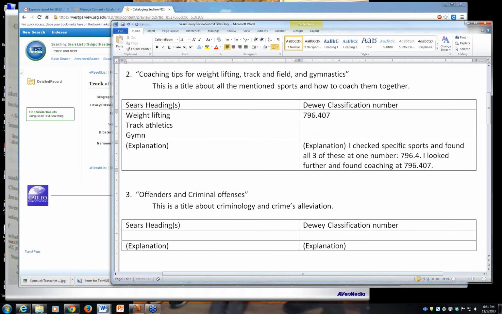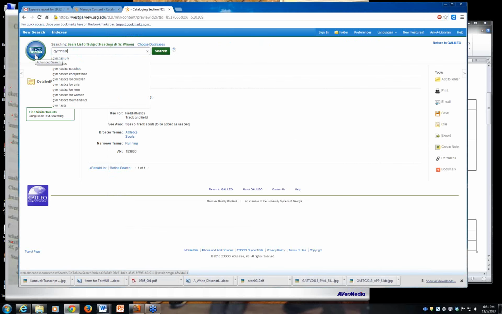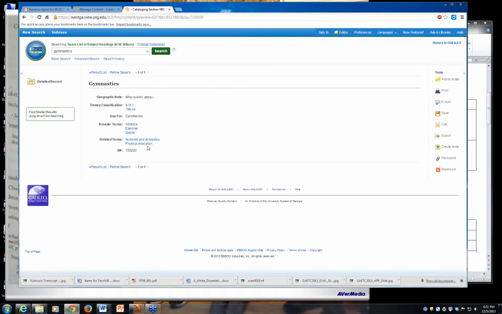And gymnastics. Okay, let's make sure that one's there. But if it's not, we know that we can actually use it if we need to, because we can use specific names of sporting events unless we're told to use something different, as we just were previously. Okay, so those are terms that we can use, but what about the coaching?